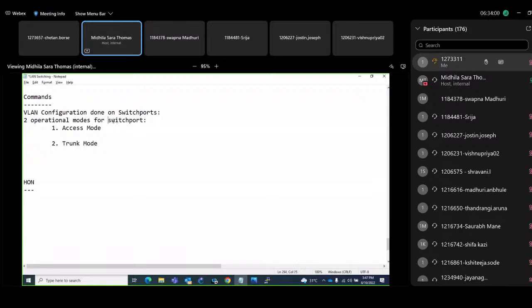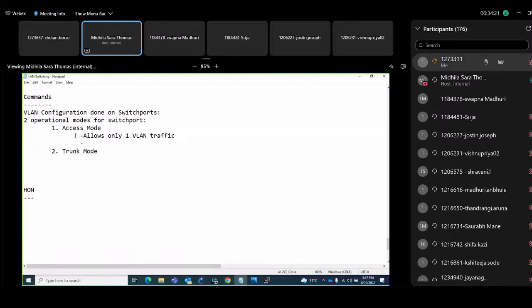But in which switch port? How will I decide which switch port I will give this or this? Shall I explain it? Please understand, listen carefully, very important. Access mode allows only one VLAN traffic.